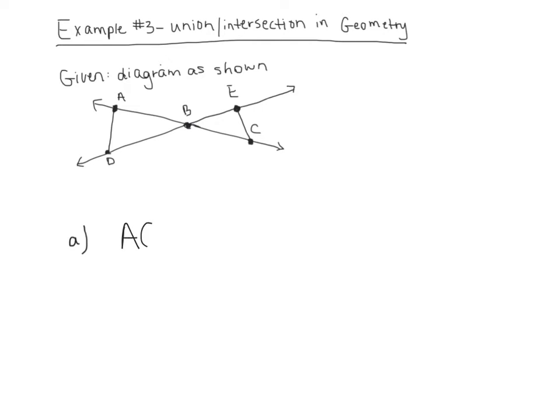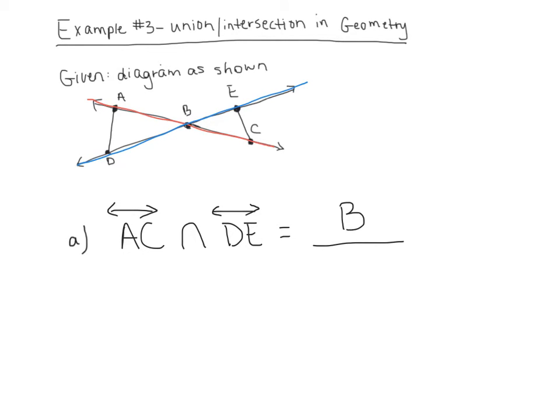intersection. So let's find the intersection between line AC and line DE. Again, on these, I find it very useful to use color. So line AC looks like that. Line DE looks like that. And the question is asking me to find the intersection. So the intersection, remember, is the overlap. So the overlap between those two lines, pretty clear, they intersect at B.